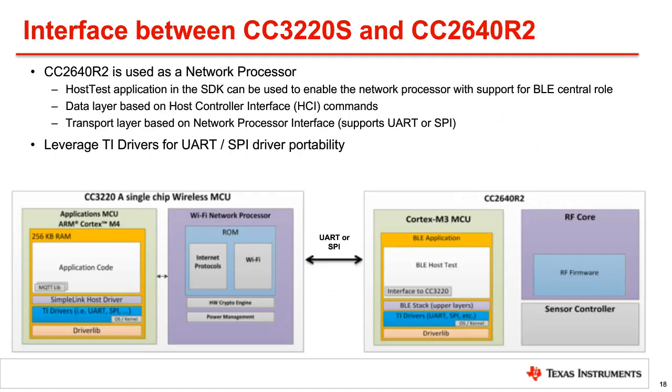Once the Wi-Fi gateway is connected to the network and to the internet, the next step is to start configuring the BLE connections. In the case of the Wi-Fi gateway for BLE peripherals, the CC2640R2 can be used as a network processor to enable the system to act as a BLE central device. This lets the gateway support multiple connections to peripheral devices at the same time.